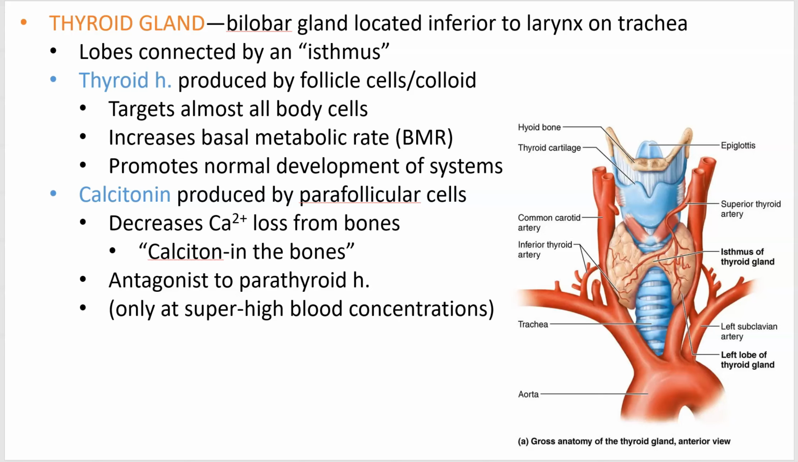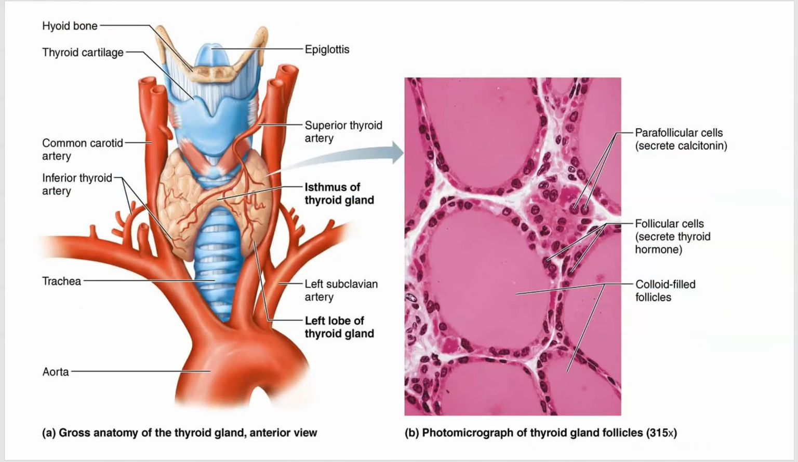So if you're repairing bone or whatever. Notice here I've said it's the antagonist to parathyroid hormone. We'll talk about that in the next slide, or 2 slides. And one cheesy way that I remember what calcitonin does is it puts calcium in the bones. Calcitone in the bones. I know it's cheesy. I'll be here all night.